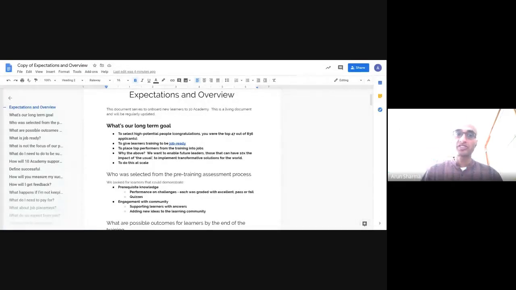So our long-term goal is to select high potential people. Each of you were selected in the top 5%, more or less, out of applicants. We want to give learners training to be job ready. We want to place top performers from training into jobs. And our longer term goal is to enable future leaders. So we're looking for people who can have 10 times the impact of an average or a traditional person. And so we're looking for people like you to implement transformative solutions for the world.